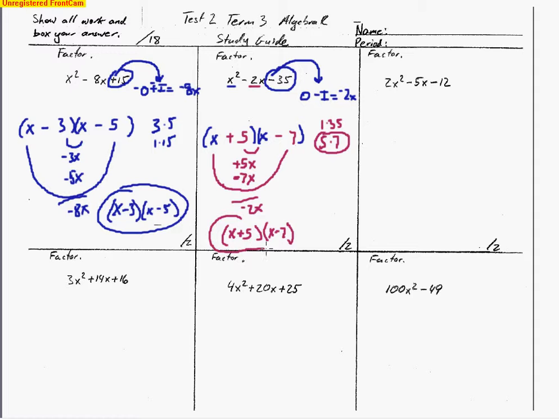Well, let's take a look at the next problem here. This time it's a little tougher. We have a number out in front of the x squared term. So we just don't have numbers that multiply to make the last term that either add or subtract to make the middle term.